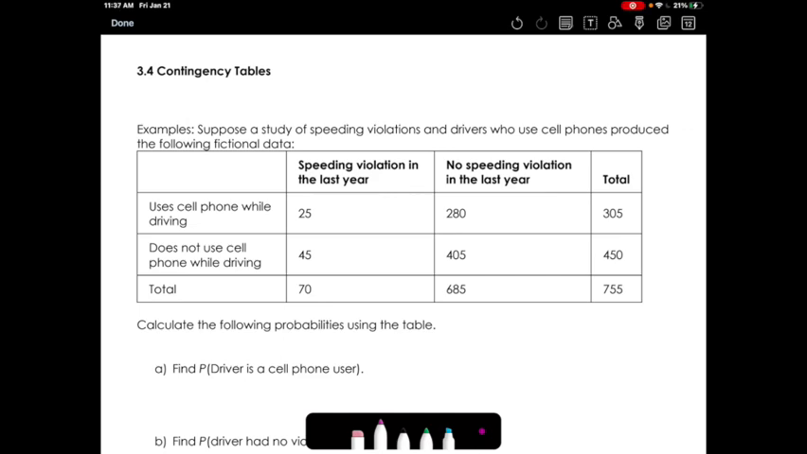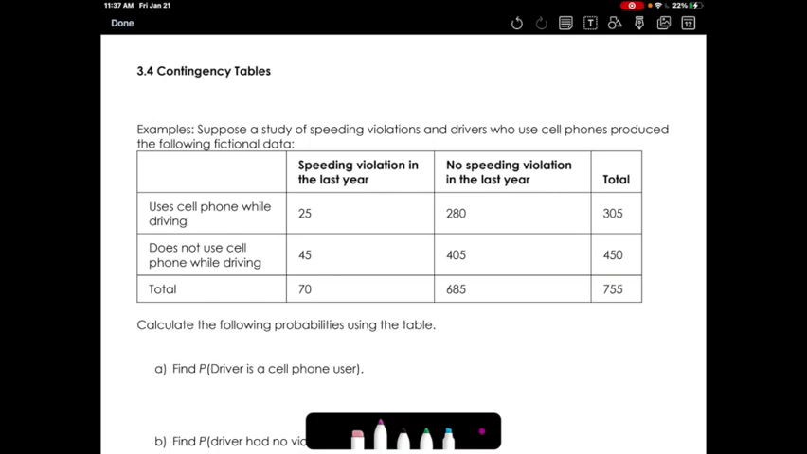Okay, in this lesson, we're going to cover contingency tables. Now, it was brought up a couple of other times in previous lessons, but in this lesson, we're going to really focus on it and go through several examples on using contingency tables. A contingency table is just a table that provides an easy way for us to display data that's been collected that we can use to calculate probabilities.